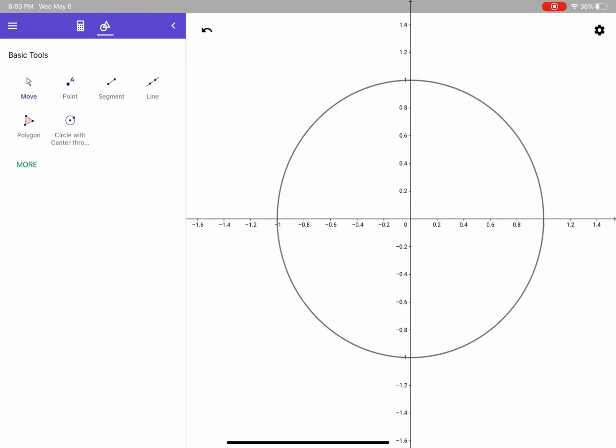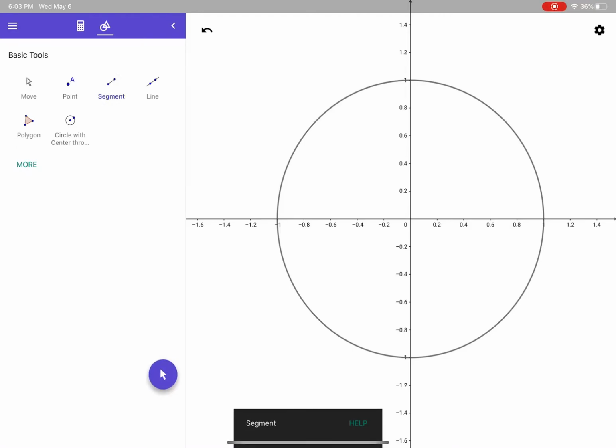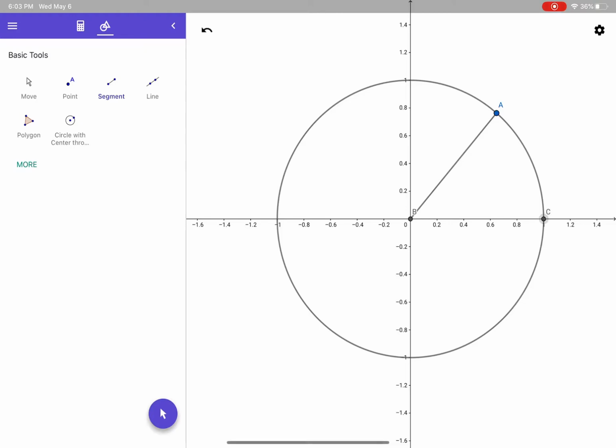So I'll go back over here to the geometry side this time. And let me draw in an angle, coming from A to the center point B to this point on there. See, did it make a segment? I sure hope it did. Anyway, so I've got myself an angle, and I should be able to move this thing around. And I want to measure this angle here.